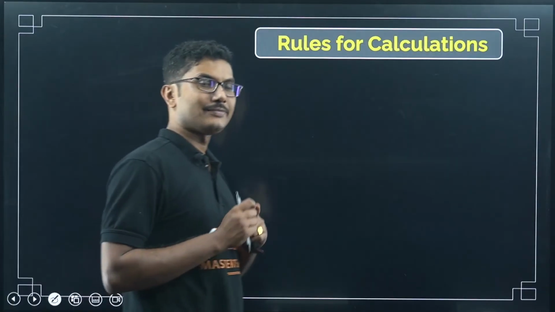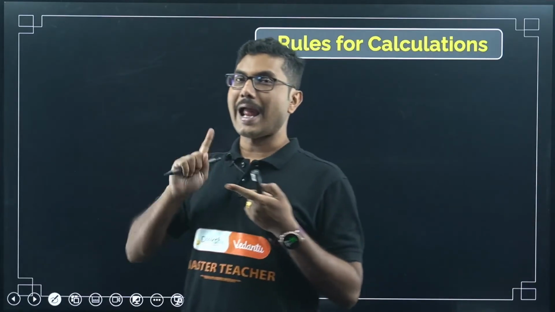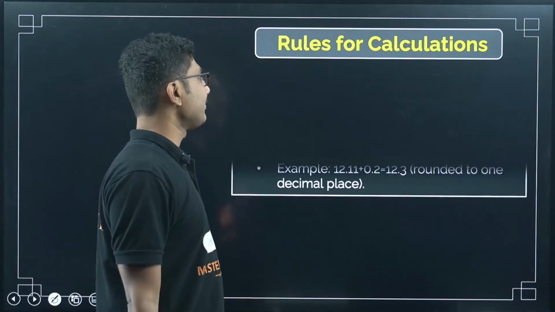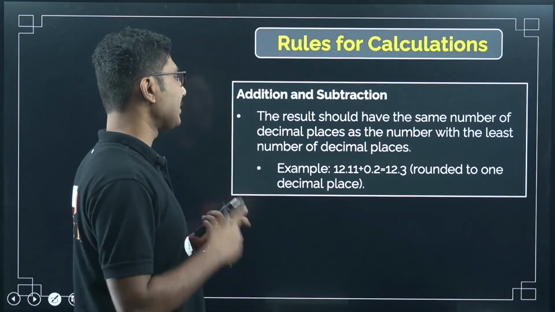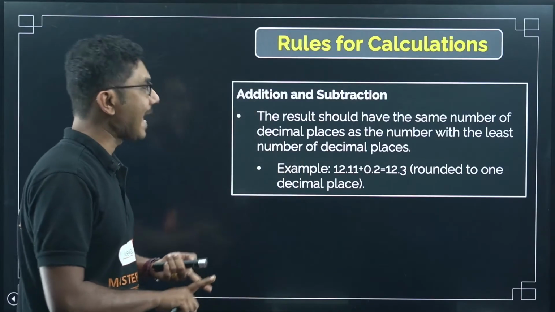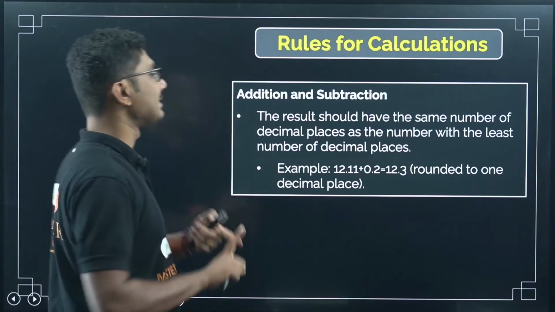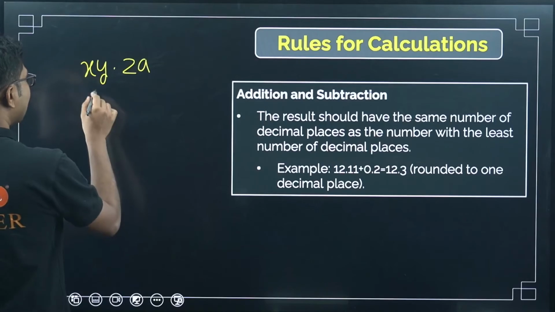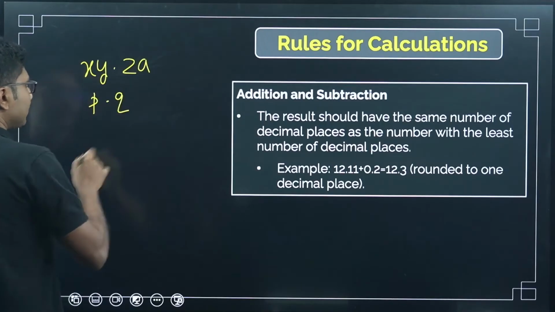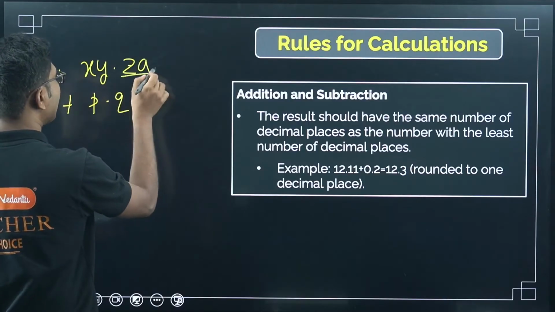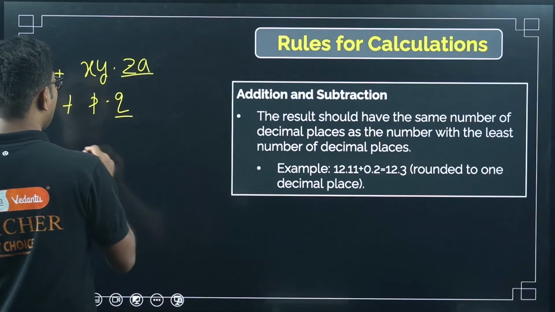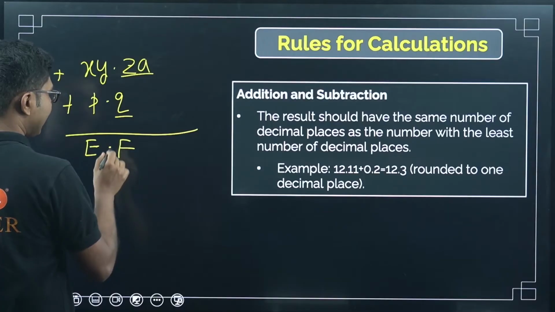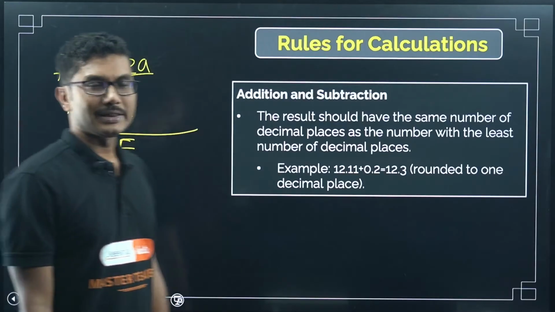Now, rules for calculation. This is normally for when the values are given. When you are adding, subtracting, multiplying or dividing, how many significant figures the result will have is very important as well. For addition and subtraction, the result should have the same number of decimal places as the number with the least number of decimal places. Very important. So for example, if I add x y point z a plus p point q, how many decimal places here? 2 decimal places here. How many here? 1 decimal place here. So my answer will have only one number after the decimal.